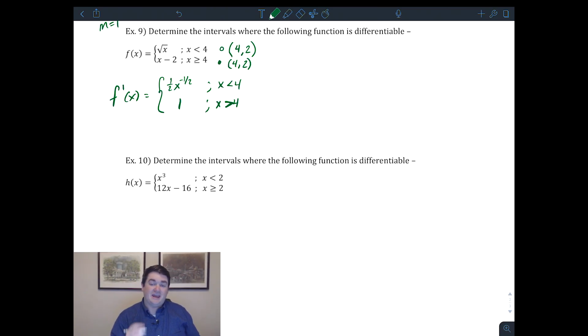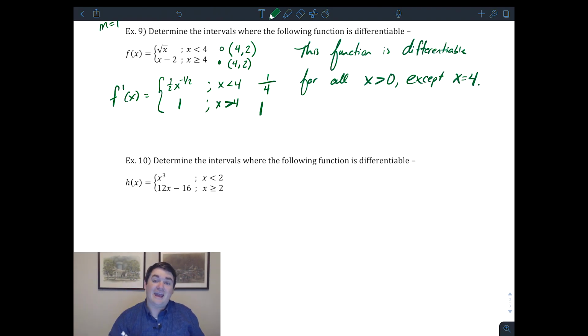So now the question is, at 4, do these derivatives line up? Meaning, do these two curves come together in a smooth transition, or is there a sharp turn in the graph? If I plug 4 into the top function, 1 over 2 square roots of 4 is 1/4. If I plug 4 into the bottom function, well, there's nowhere to plug in. The slope is 1. So what I see is, even though this is a continuous function, the slope coming in is 1/4, and then the slope leaving is 1. There's a sharp turn in the graph, so this function is not differentiable at 4.